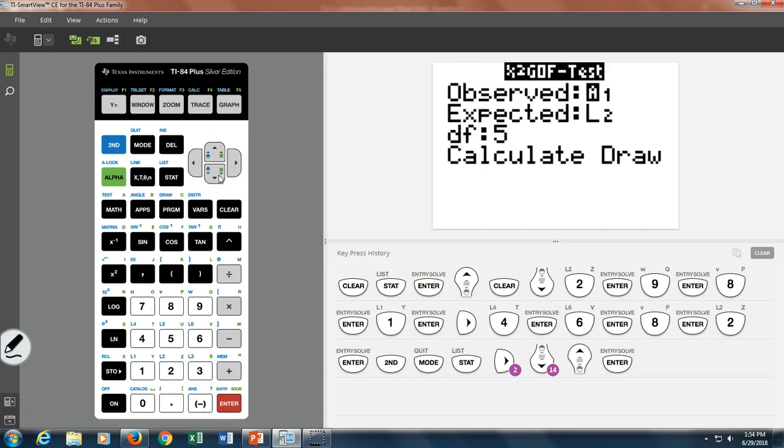Let's see, I have to change one thing. The degrees of freedom is not 5. Remember, there were 4 rows, 4 minus 1, so we get degrees of freedom is 3. And let's calculate.